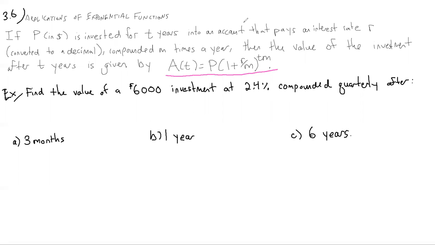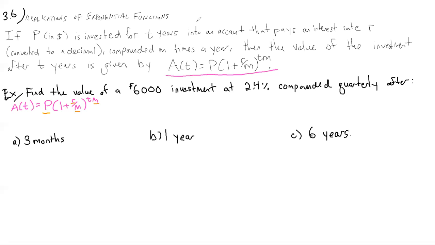Getting started, we are going to use that formula: A of t equals P times 1 plus r over m, to the tm. We want to set up this formula. If we're going to plug in a bunch of different times later, we need to know everything but t in the formula. So we have to find P, we have to find r, and we need to find the m's. There are 2 of the m's; they show up twice.